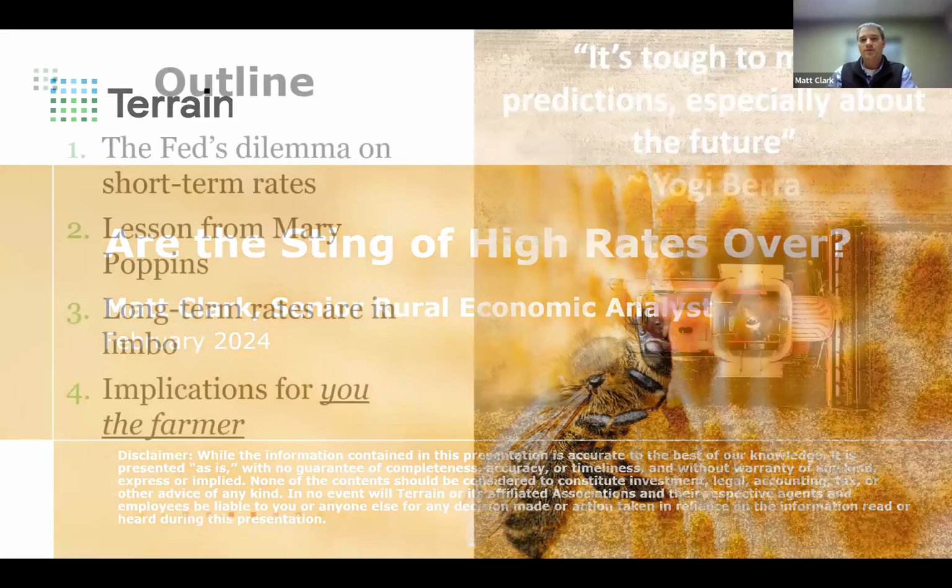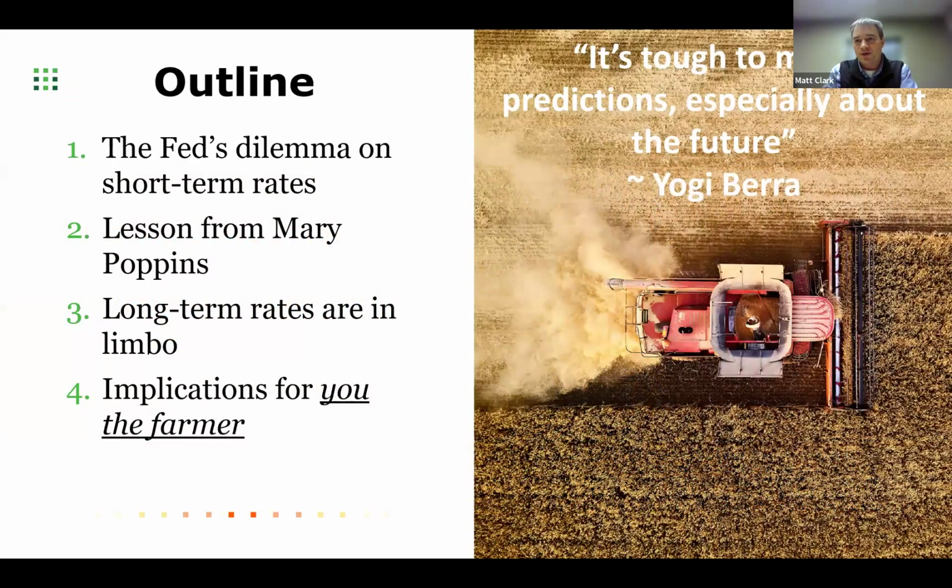The outline for today is fairly simple. I'm going to start by talking about the Federal Reserve and the Fed funds rate, which is the short-term rate. So think about rates that are within a few months to maybe just outside of a year. We'll take a little lesson from Mary Poppins that I think sometimes gets lost even in today's modern world. Then we'll look at long-term interest rates. So think about your long-term notes on maybe bigger machinery purchases and farmland rates. And finally, we'll wrap it up and bring it home with some implications for you, the farmer, as we go through some of these charts.